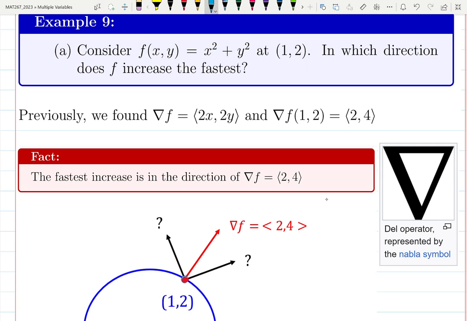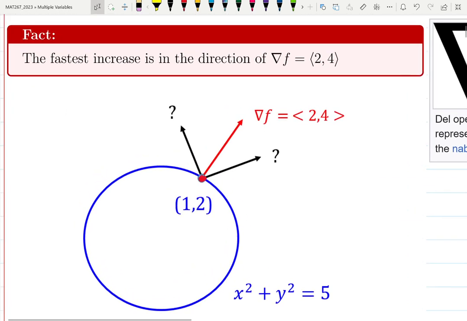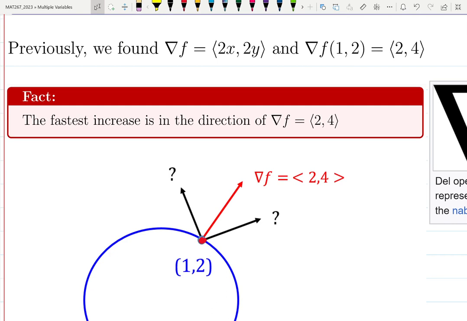Also, I copied from Wikipedia this interesting note. It's called the del operator. It's a nebulous symbol. People usually call it del. Fact: the fastest increase is in the direction of the gradient. So you need to find the gradient of f at the point, right? You don't even have to write this down. In general, that's not even for the specific question. The fastest increase and decrease is in the direction of the gradient at the point.